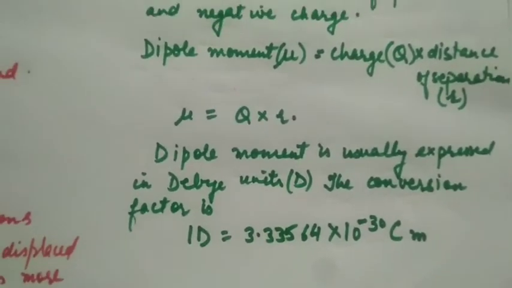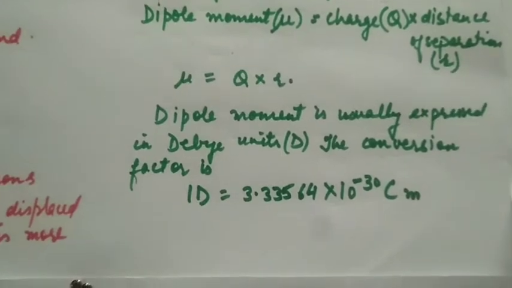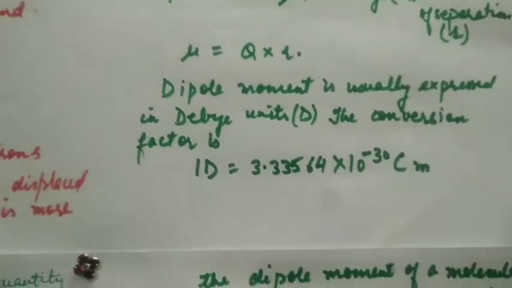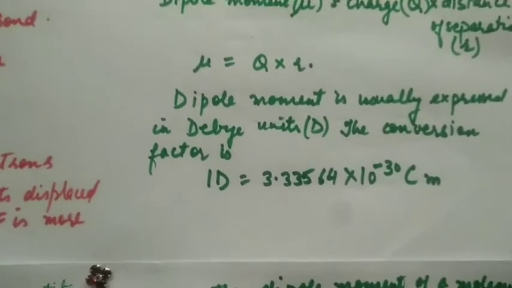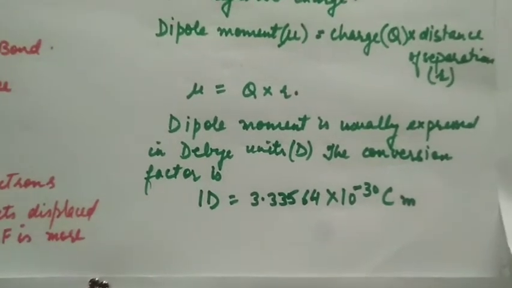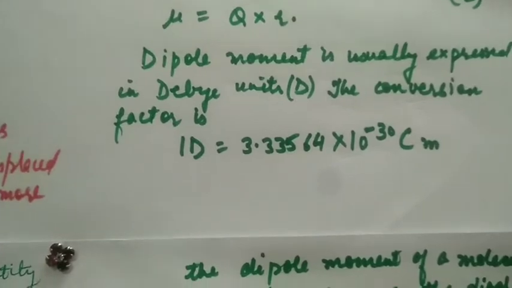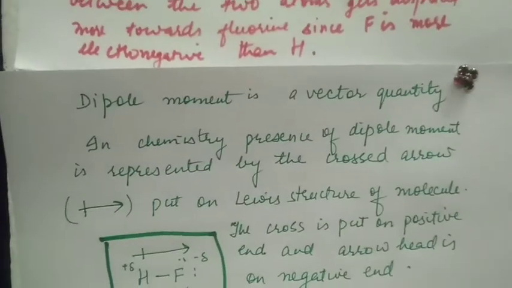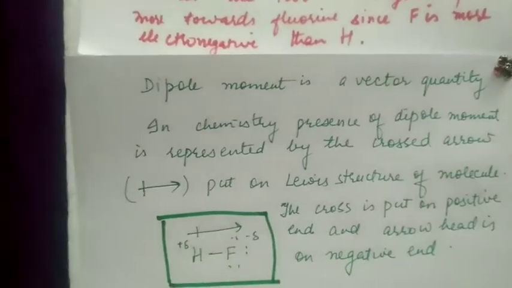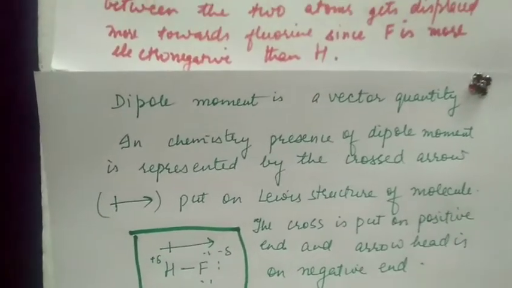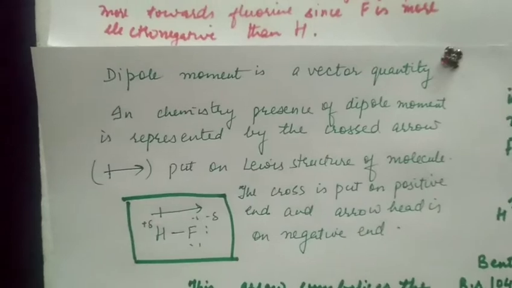Dipole moment is usually expressed in Debye units with the symbol D. The conversion factor is 1 Debye is equal to 3.33564 into 10 raised to power minus 30 coulomb meters. It is a vector quantity, that is, a quantity which depends on the magnitude as well as the direction is called a vector quantity.